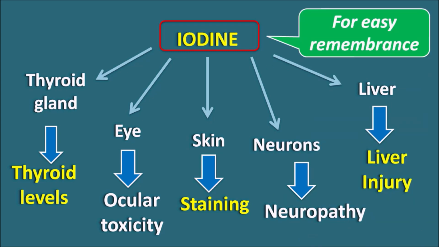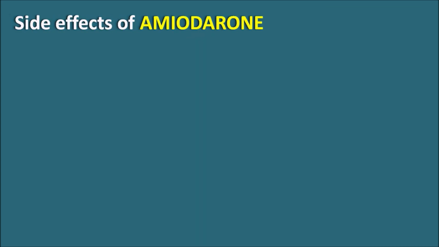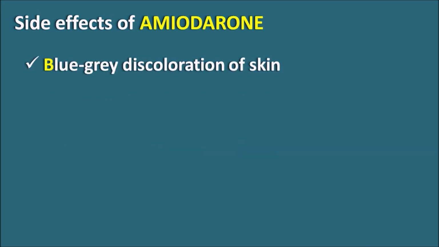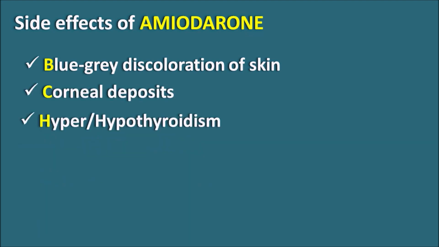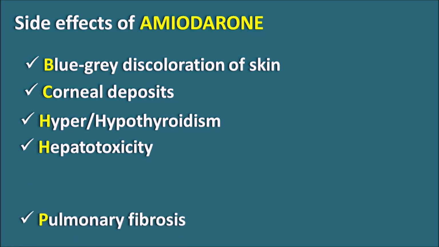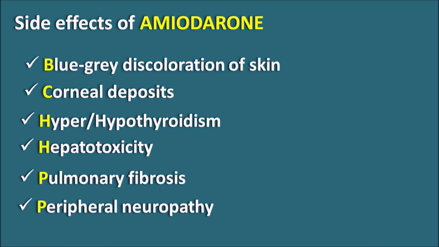Just for easy remembrance, we can consider the same side effects that can be produced by amiodarone. But all these side effects are not because of the iodine moiety. For example, thyroid abnormalities as well as staining of the skin may be attributed to the iodine moiety within amiodarone, but other side effects may not be directly related to the iodine moieties. Now let us see the side effects of amiodarone. Amiodarone produces various side effects. It produces a blue to grey discoloration of the skin, corneal deposits, hyper or hypothyroidism, hepatotoxicity, pulmonary fibrosis, and peripheral neuropathy.